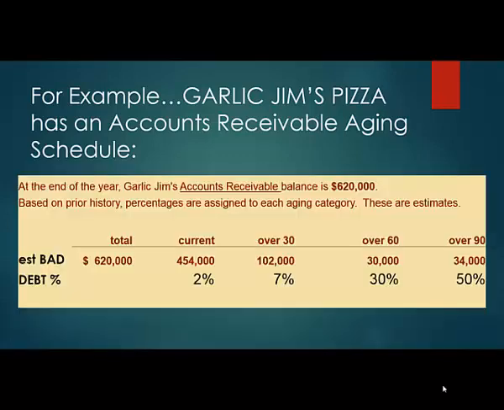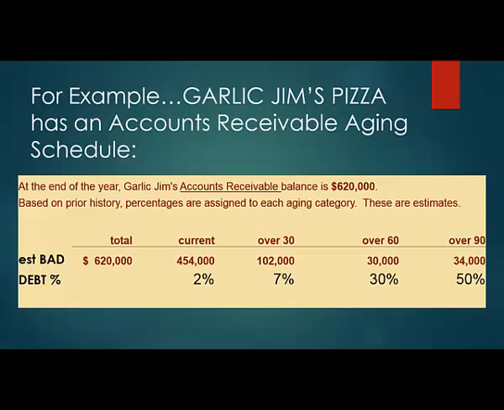So we age all the invoices, and these are all a bunch of invoices. There can be more than one, adding up to $454,000, not just one big party, but many, many invoices from many customers. And the people in the credit department determine that 2% of the current accounts receivable will be uncollectible. 7% of the over 30 days will be uncollectible, 30% of the over 60 days will be uncollectible, and 50% of the over 90 days will be uncollectible.